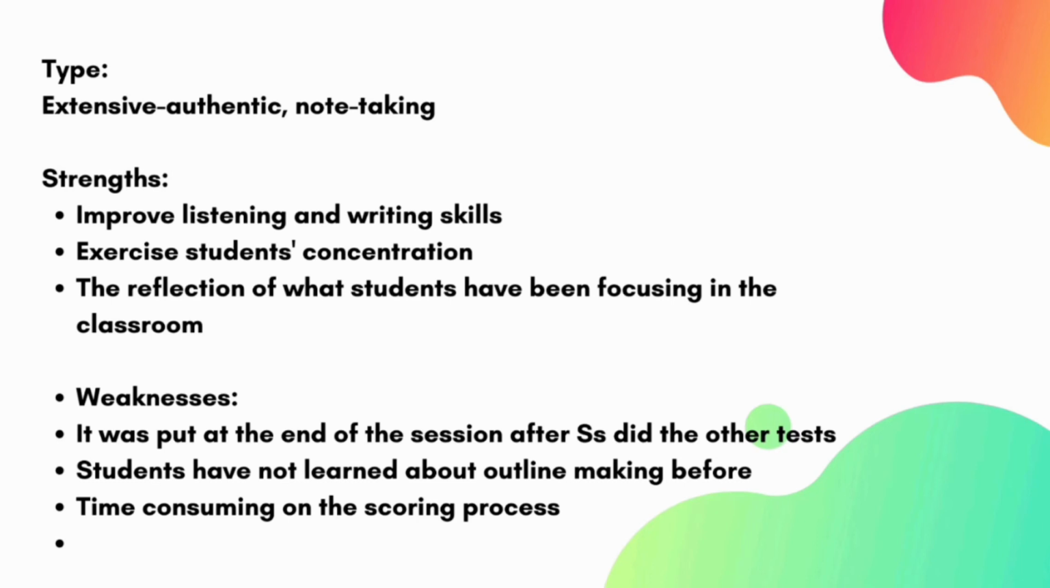Secondly, students have not learned about making outline before. In the English department, outline is introduced in Writing One class in the second semester. Meanwhile, this outline test was conducted in the Listening One class in the first semester. The teacher only gave a brief overview at the moment before the test because the time was running out, so the students were surprised and panicked.